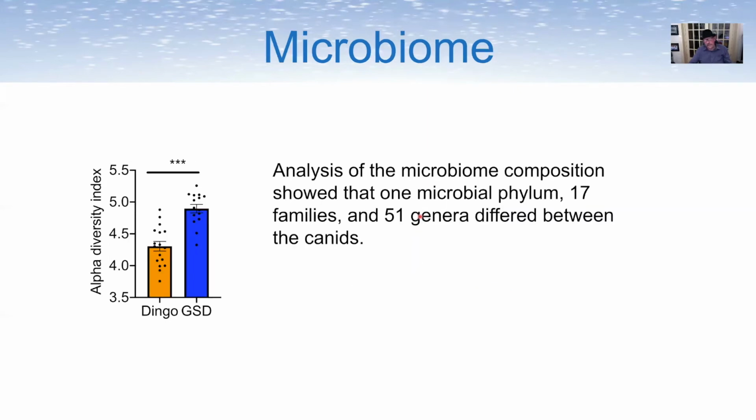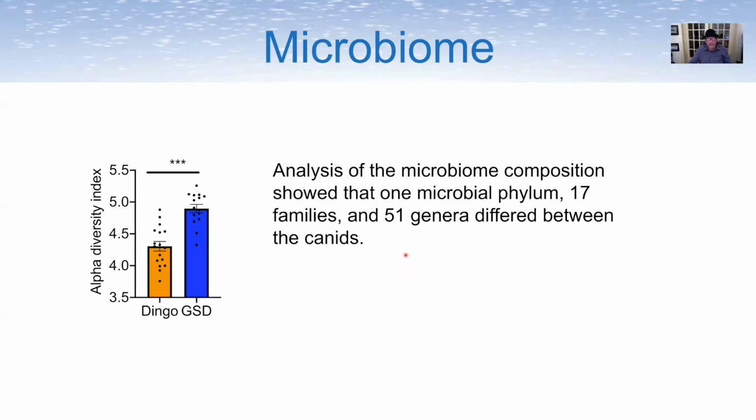We then wanted to look at the microbiome, and the initial analysis was just a comparison of the alpha diversity. Shannon's index shows the same trend. The analysis of the microbial composition showed that one microbial phylum, 17 families and 51 genera differed between the canids, with German shepherds having a significantly greater alpha diversity than the dingoes.